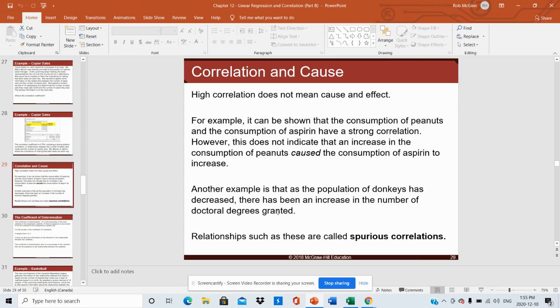Another example is that as the population of donkeys has decreased, there's been an increase in the number of doctoral degrees granted. Once again, we might be able to show that there is a bit of a negative correlation here between those two variables, but it's highly doubtful that the declining donkey population has caused people to go and get their doctoral degrees. So, relationships such as these are called spurious correlations. We do have to just be careful of.